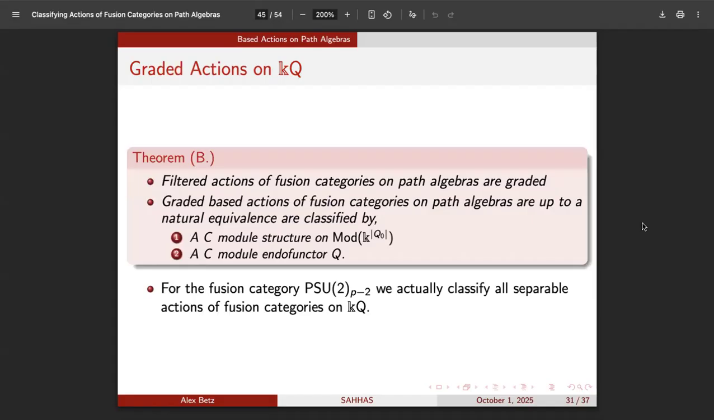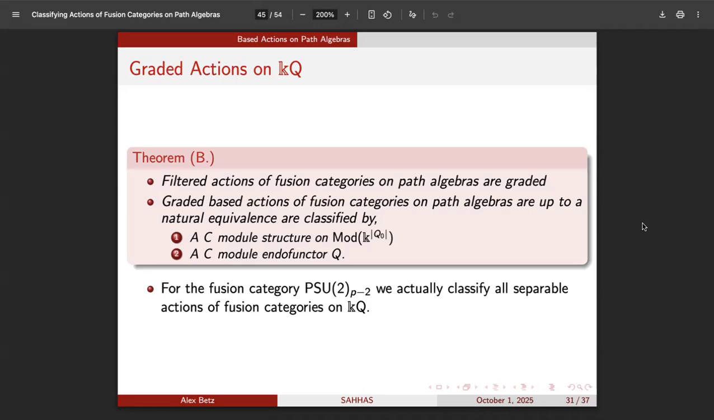What I was able to show is that filtered actions of fusion categories on path algebras are graded, and a graded based action of a fusion category on a path algebra, up to some natural equivalence, is classified by a C module structure on the vertices and a C module endofunctor. So this was not a super surprising result, right? We already had people who had studied semi-simple Hopf algebra actions on fusion categories, and so generalizing this idea meant that this is probably going to be true, maybe at a different level of categorical equivalence, but would be true.